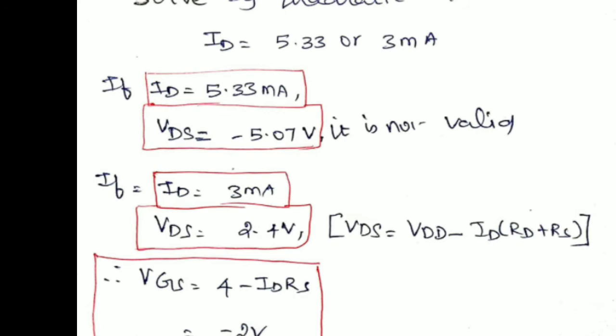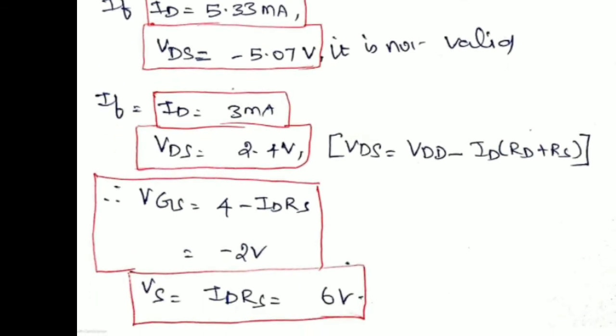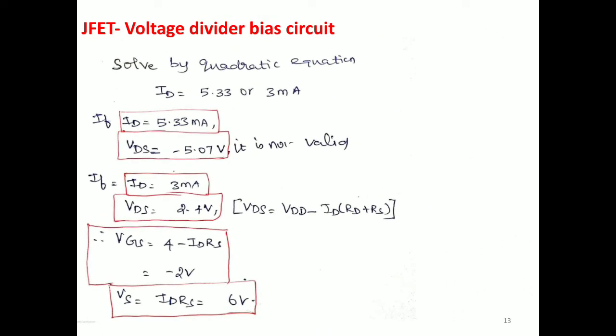If you substitute ID equal to 3 milliamps, we get VDS equal to 2.4. So what about your VGS? VG minus ID RS, which is equal to minus 2 volt. We know VGS is a negative value. So what about your VS? ID into RS, which is 6 volt. So that's all about your voltage divider. If you know the concept of R1 and R2, you can easily solve the problem.